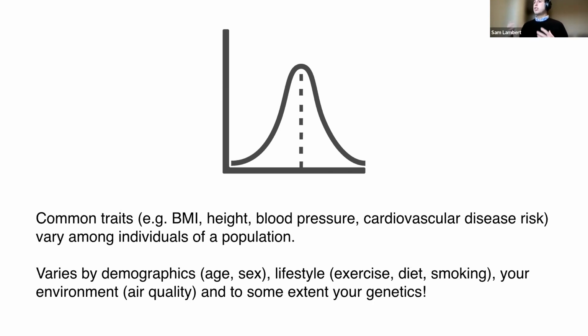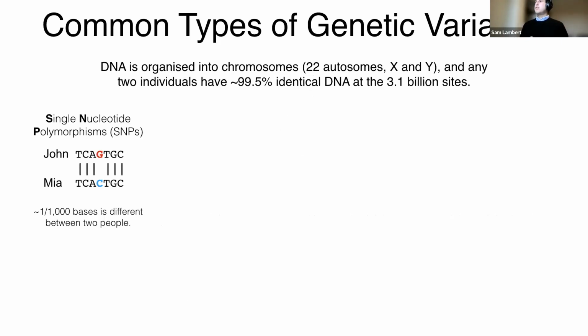And these risks or these variations in traits, and whether you're likely to get them, to some extent rely on your genetics or the DNA you are born with. So there's lots of different types of genetic variation, but it's useful to think that we each have 22 autosomes and 2 sex chromosomes, and any two individuals have 99.5% of their DNA identical at the 3.1 billion sites in it. So between anyone in this audience, we're more similar than we are different, but we do differ in very little ways that do cause differences in traits.